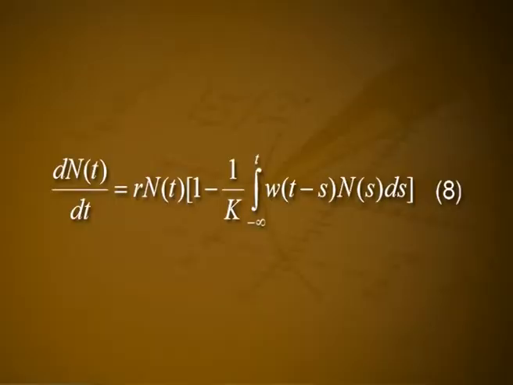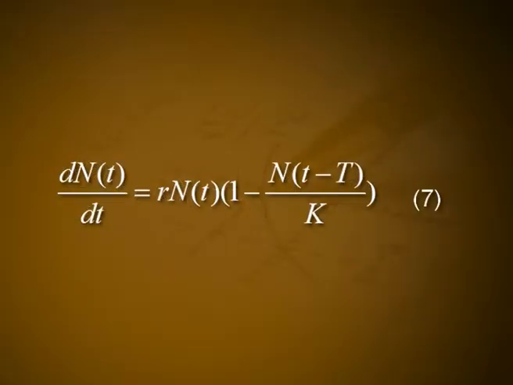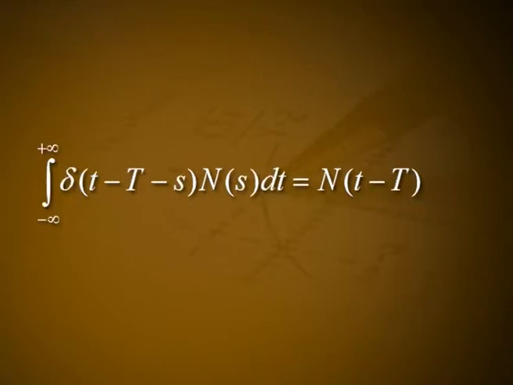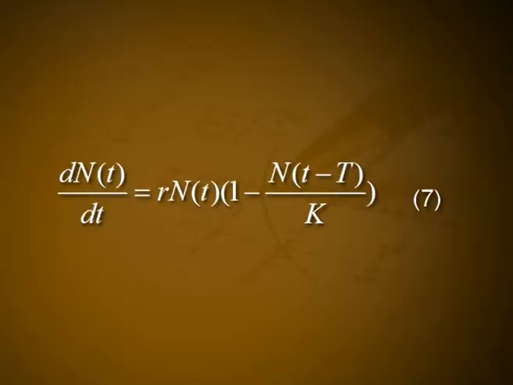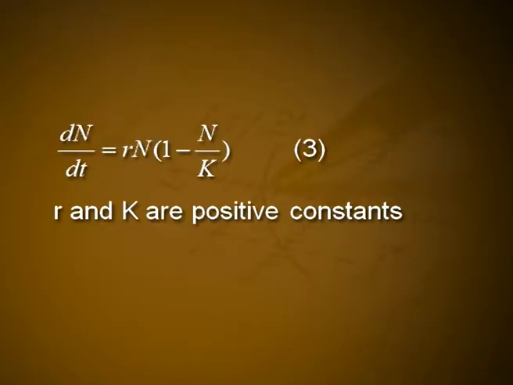Equation 8, which we have discussed, in this case then reduces to equation 7. Now, we have the integral from minus infinity to infinity of delta(t minus T minus s) n(s) ds equal to n(t minus T). The character of the solutions of equation 7 and the type of boundary conditions required are quite different from those of equation 3. Even with the seemingly innocuous equation 7, the solutions in general have to be found numerically.